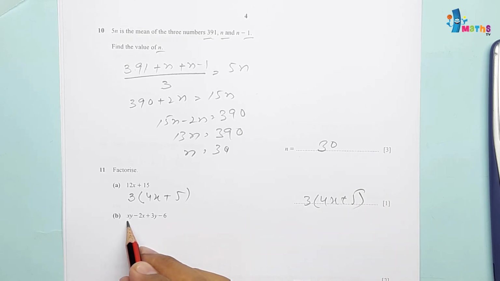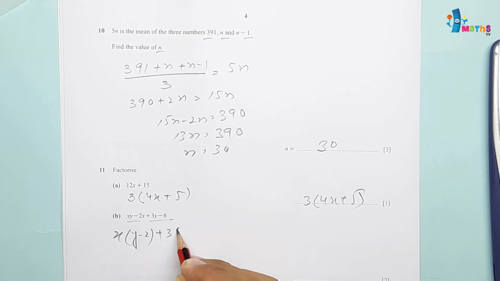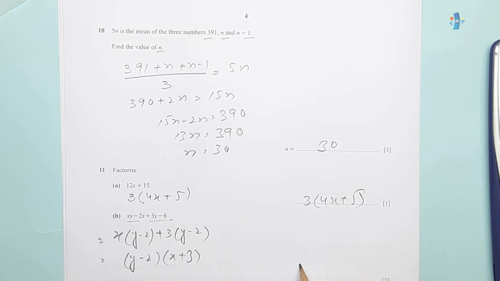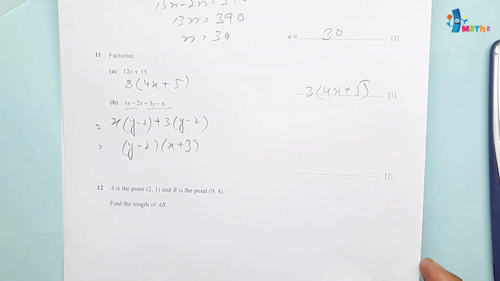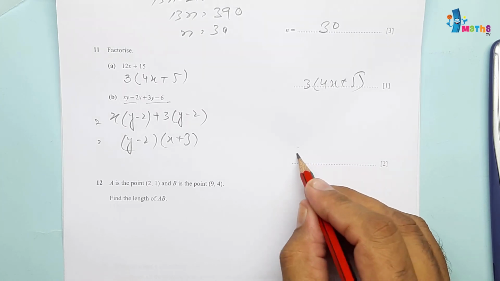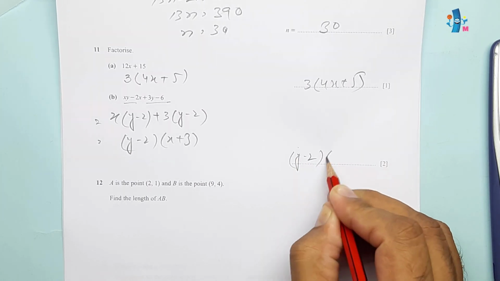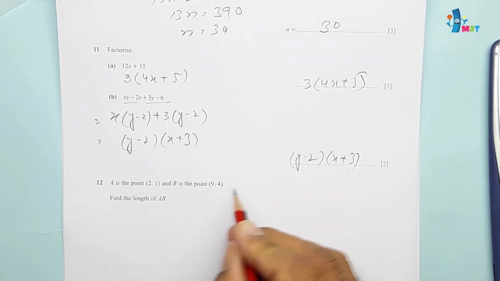We can take x common from here and 3 common from here. So it will be y minus 2 plus 3 from here. So y minus 2, and we can combine y minus 2 and x plus 3. So this will be our answer, and we'll be moving the page a little above over here so that you can see properly. y minus 2 into x plus 3.